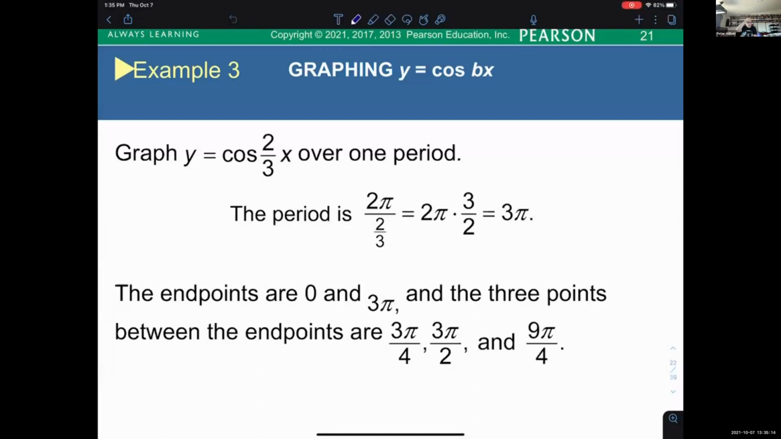Now, dividing by 2/3 can be converted into multiplying by 3/2, the reciprocal. And then you'll see that that's 3 pi. So you used to have a period of 2 pi. Every 2 pi, the function would repeat. Now the function repeats every 3 pi. From 0 to 3 pi, it will repeat.